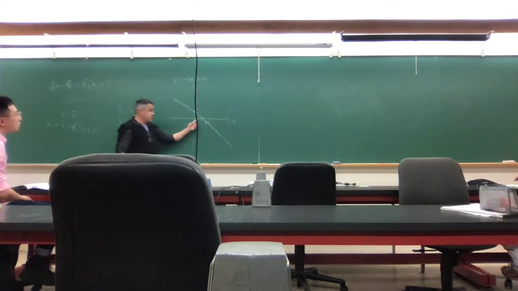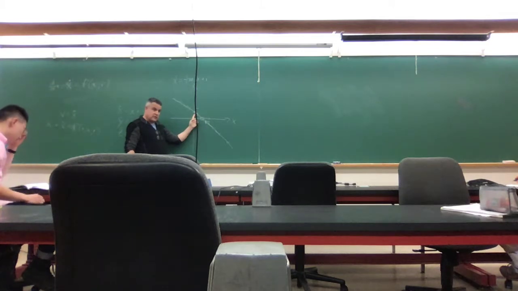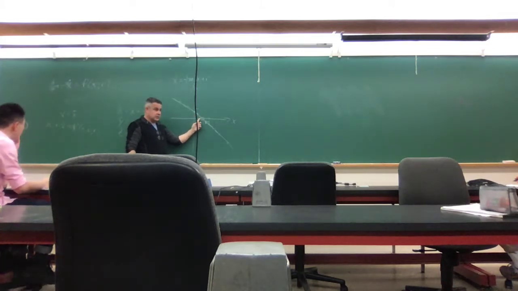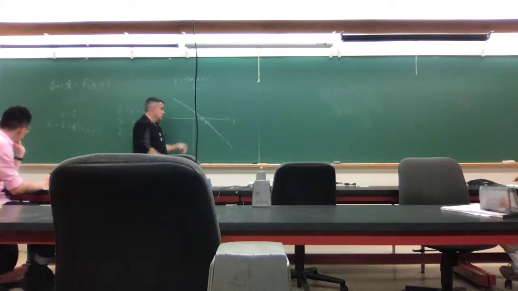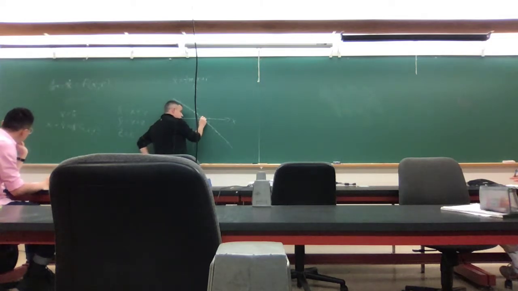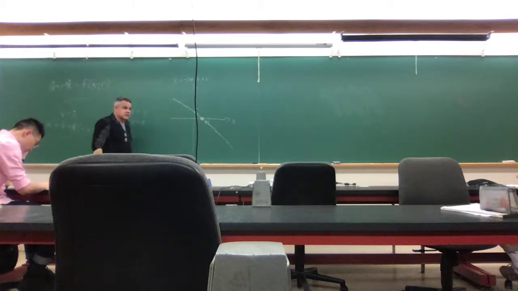Stable, because if I perturb towards smaller values of x, I come right back. If I perturb towards bigger values of x, I come right back. So, color in stable dots with a filled in circle, just for convenience. Okay?